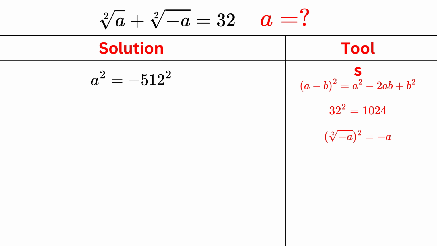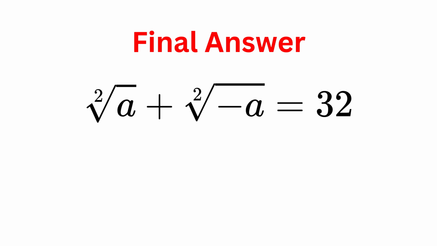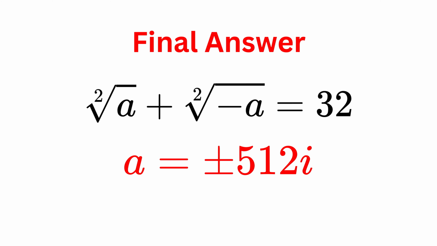Now, the only way for a squared to equal a negative number is if a itself is imaginary. Taking the square root on both sides, we get a equals plus or minus 512i, where i is the imaginary unit defined as the square root of negative 1. So the final answer is that the value of a is plus or minus 512 times i.